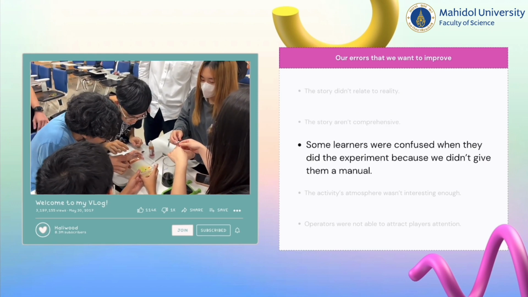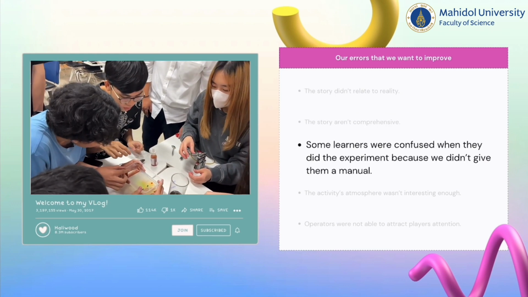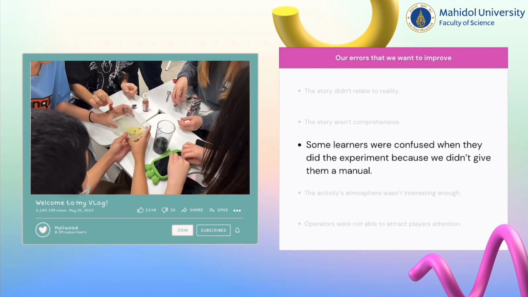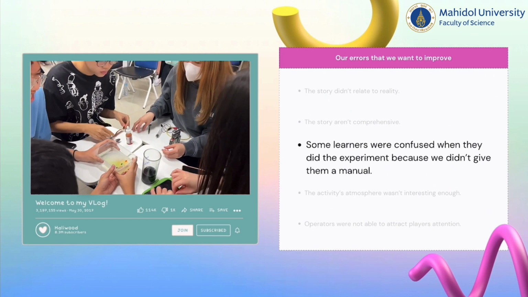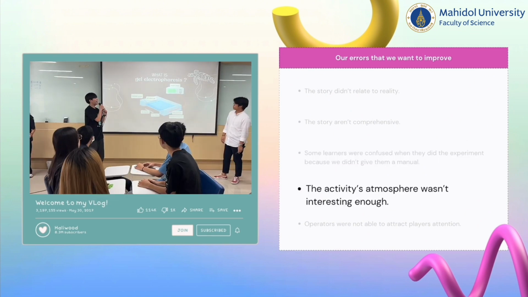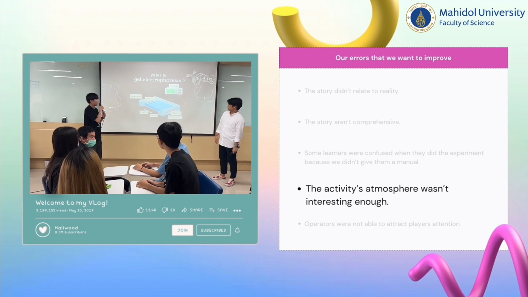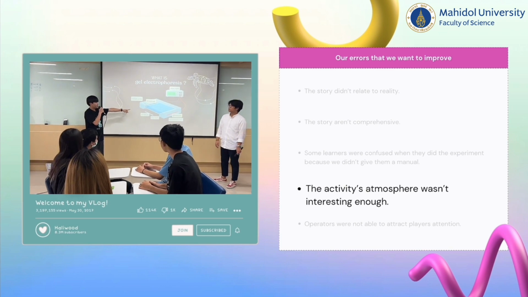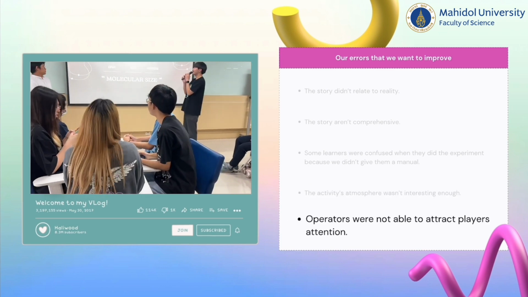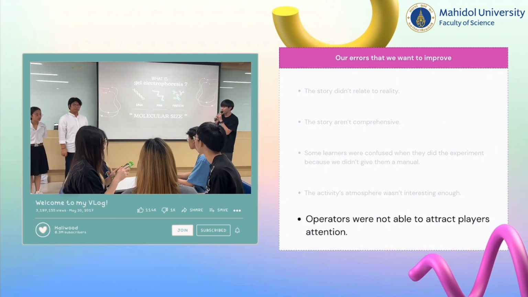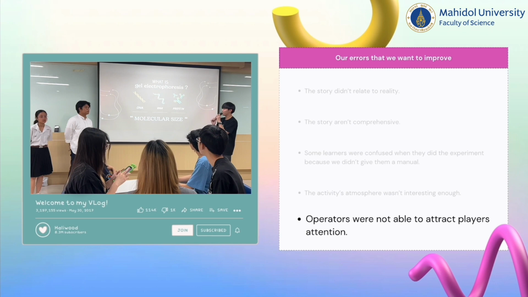Third, some learners were confused when they did the experiment because we did not give them a manual. The video that we showed the learners might have been too fast, so they could not catch it promptly and clearly. Therefore, providing them with a manual should help their understanding. Fourth, the activity atmosphere was not interesting enough. This might be our mistake since we were not active enough to entertain the learners. Last, operators were not able to attract players' attention. This is the reason that the learners did not participate in our activities and it also created the unsatisfactory atmosphere.